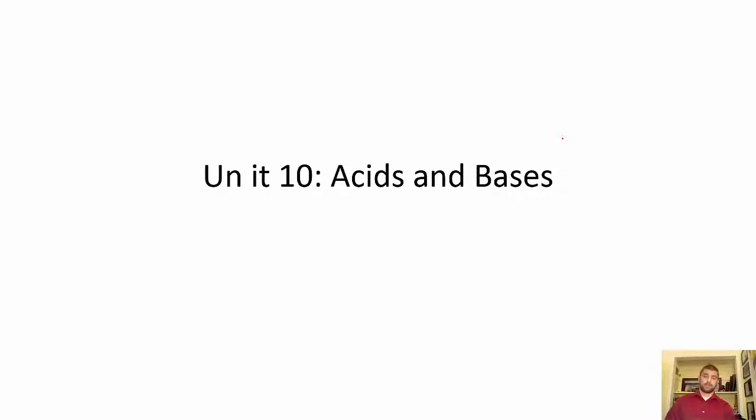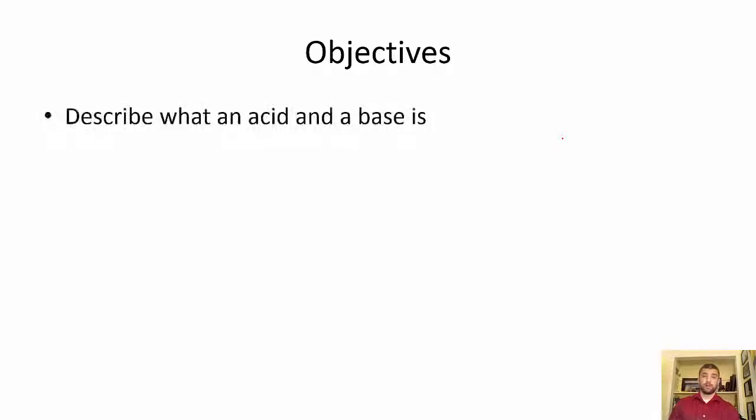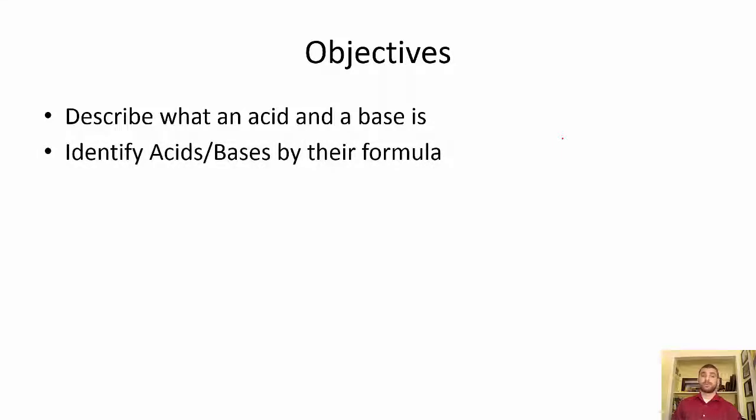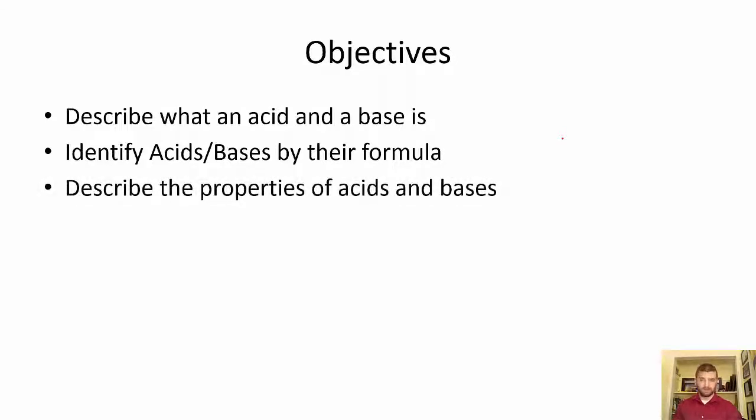Mr. Johnny here again. We're taking a look at Unit 10, Acids and Bases. So the objectives for this unit are we want to be able to describe what an acid and a base is. We want to also be able to identify an acid and base from their formula. We want to be able to look at a formula, HCl, and ask: is that an acid, is it a base, or is it neither? We also want to be able to describe the properties of an acid and base. What makes an acid an acid? What makes a base a base? How are they different? How are they the same?